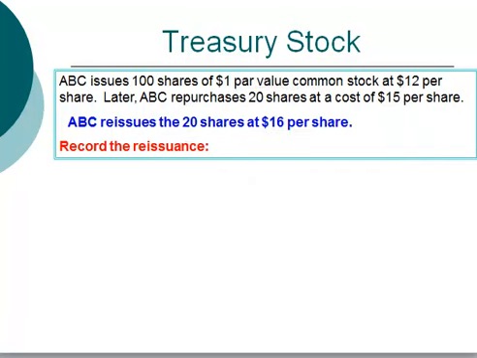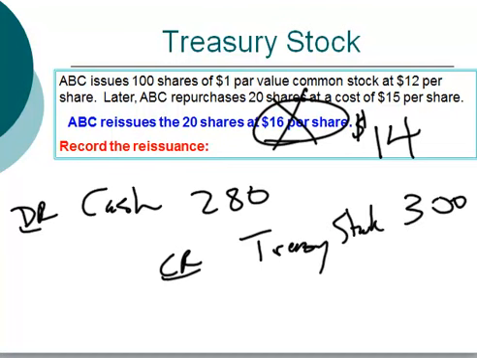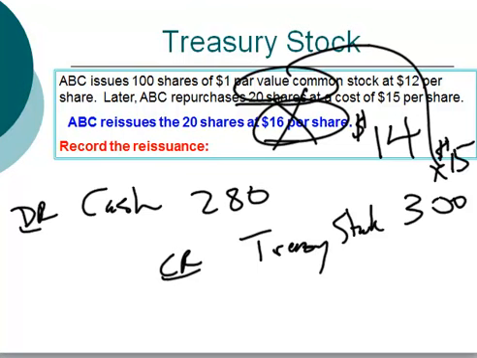If instead of reissuing it at $16 per share, we reissued it for only $14 per share, the entry would change as follows. The cash that's being received is only $280. We need to credit the treasury stock for the $300 that had been paid, the 20 shares at $15 per share, and in this case, our difference is a debit to additional paid-in capital for $20.